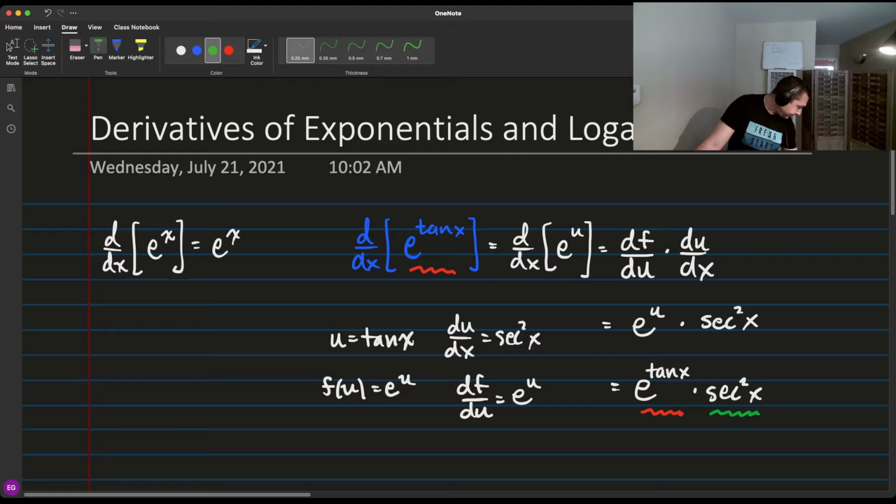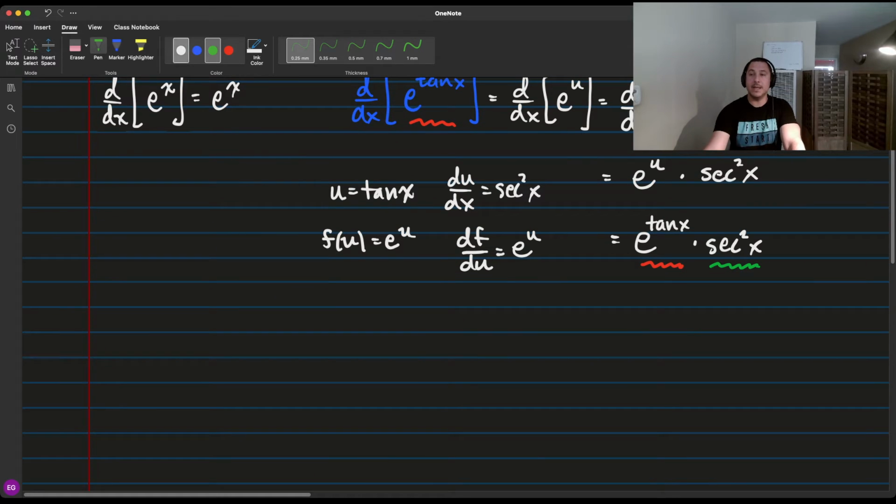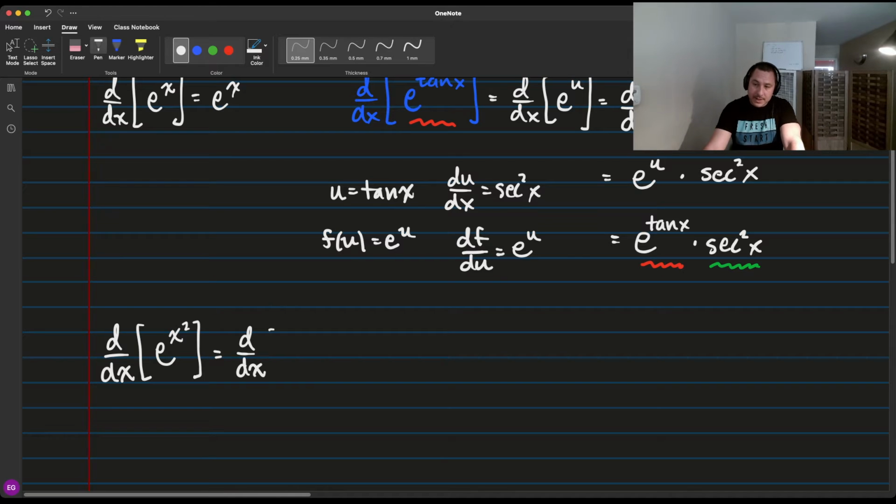Okay, so we'll do another one. Let's say that you wanted to take the derivative of e to the x squared. So what I would do is I would rewrite this as the derivative with respect to x of e to the u. And in this case, my u is x squared. So what's my du dx going to be? 2x.